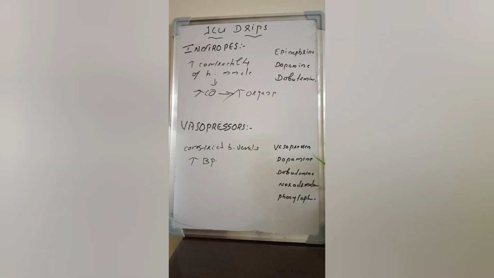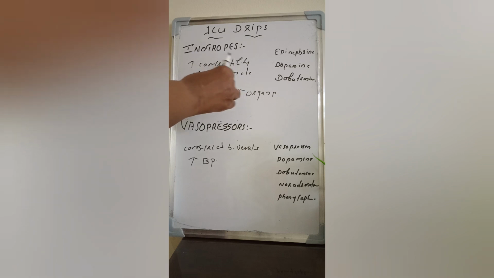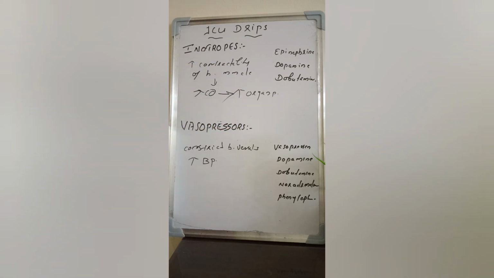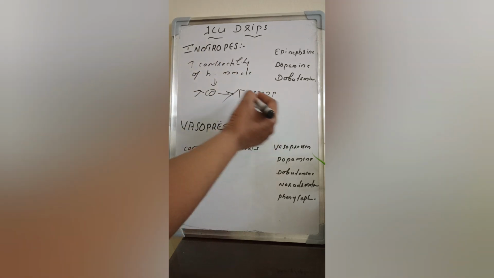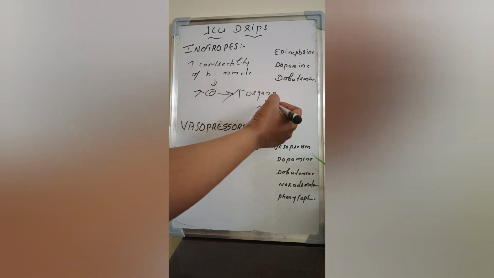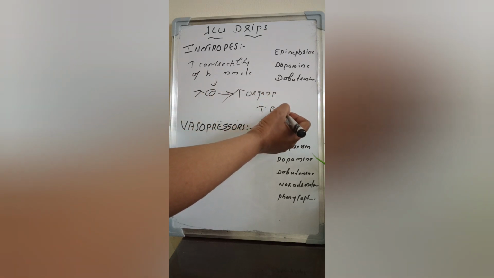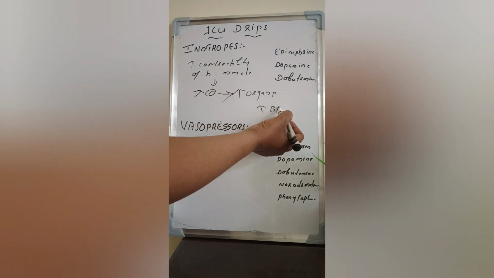See, here in inotropes, what is happening? Here also there is contractility of the heart muscle, so it increases the pumping action of the heart. So automatically what will happen? Along with the increase in cardiac output, there is an increase in blood pressure. So BP will increase in this case.